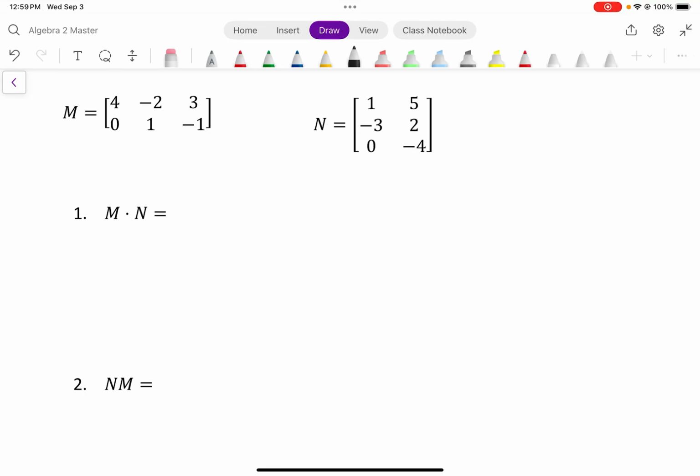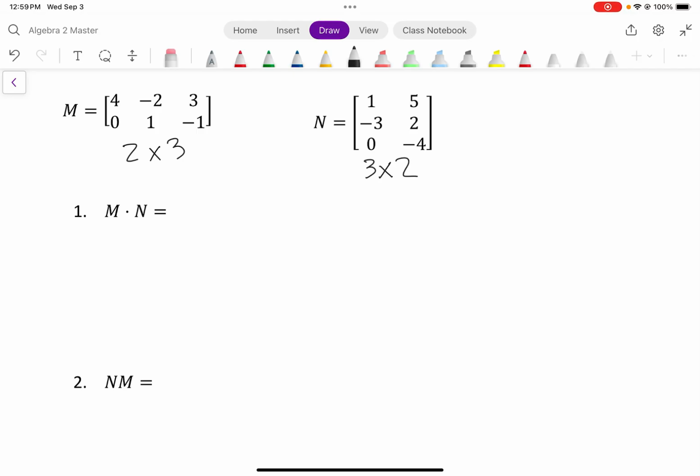In this video, we're going to do a couple of matrix multiplications. So we're going to start off and recognize that matrix M is a 2 by 3 matrix. Matrix N is a 3 by 2 matrix. Remember, rows first, columns second. So matrix M has 2 rows and 3 columns. Matrix N has 3 rows, 2 columns.